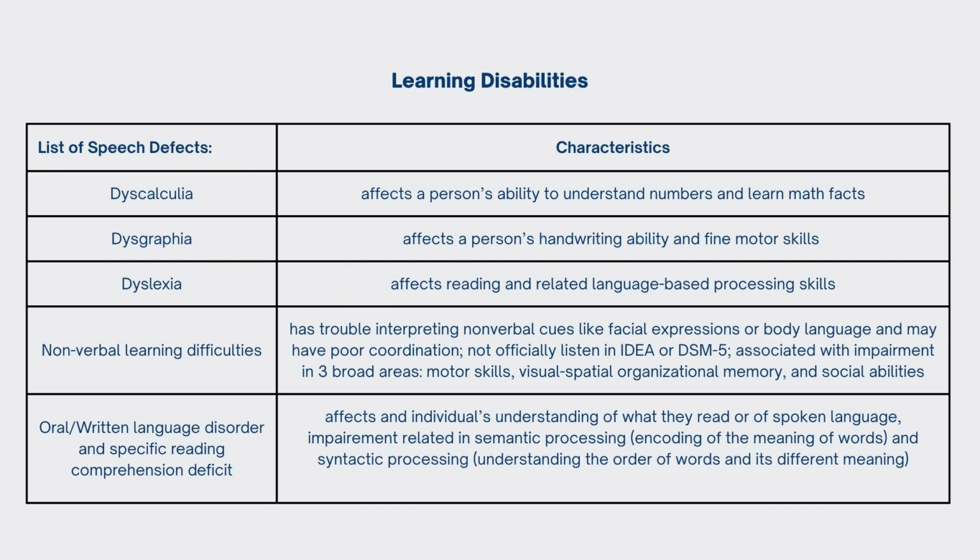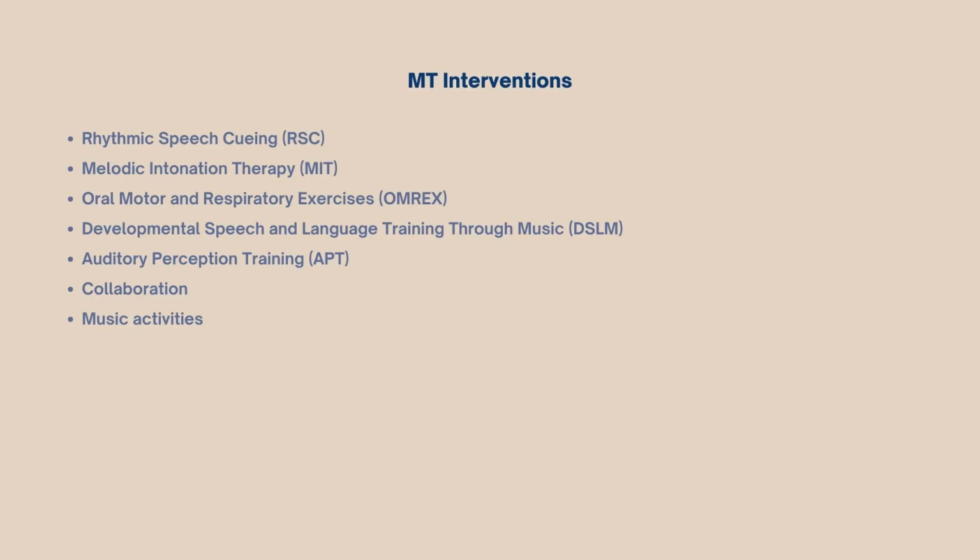And lastly, oral or written language disorder and specific reading comprehension deficits. It affects an individual's understanding of what they read or of spoken language. Then impairment in semantic processing: semantic processing is the encoding of the meaning of the words, and syntactic processing is understanding the order of words and its different meanings. These are some MT interventions that you can use: RSC, MIT, OMREX, DSLM, APT. You can also do collaboration and other music activities. A different video will be provided because these are NMT techniques.